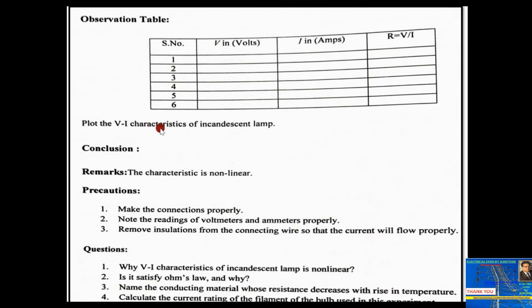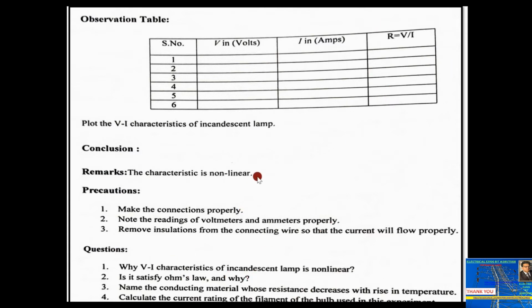Plot the VI characteristics of the incandescent lamp. What is the remark on the characteristic? The conclusion is that the characteristic is non-linear. Up to a certain limit it will be linear, but the temperature keeps increasing, so the resistance of the bulb also increases, and that is why it will be tilted in the later part. So it will be non-linear. These are the precautions and these are the questions, so you must prepare them for your viva exam.